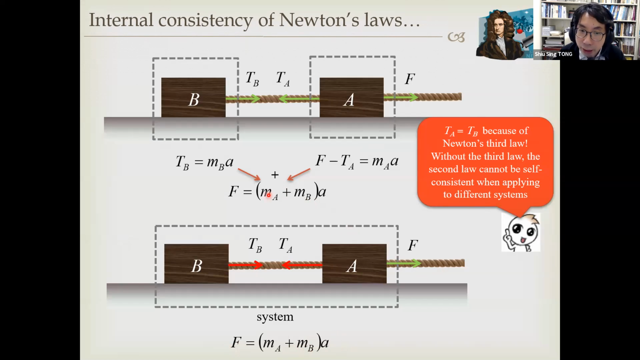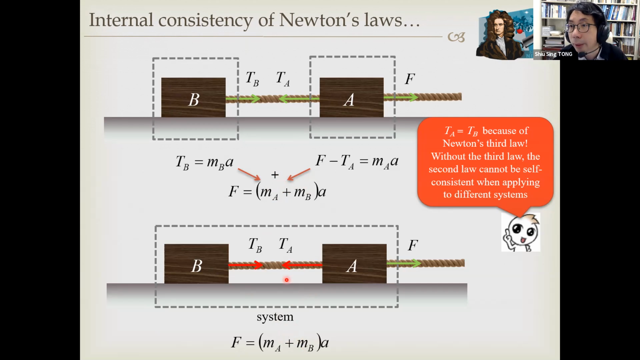But that is exactly the equation that I got when I add up the two equations in the first case. So you see, TB and TA are equal because of Newton's third law. If Newton's third law does not hold, then I will have a difficulty, because if TA is not equal to TB, then I draw a free-body diagram for each of the blocks and I add up the two equations.